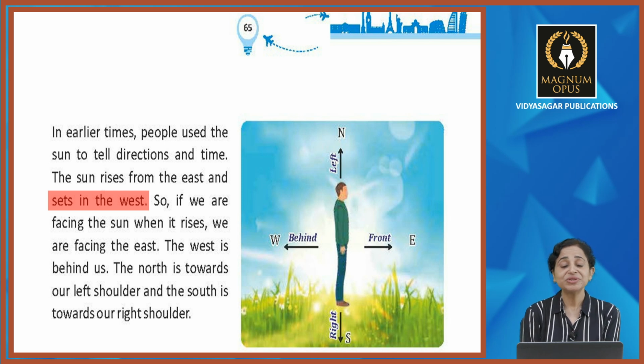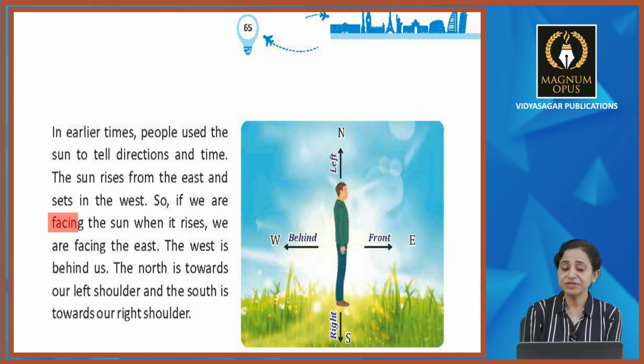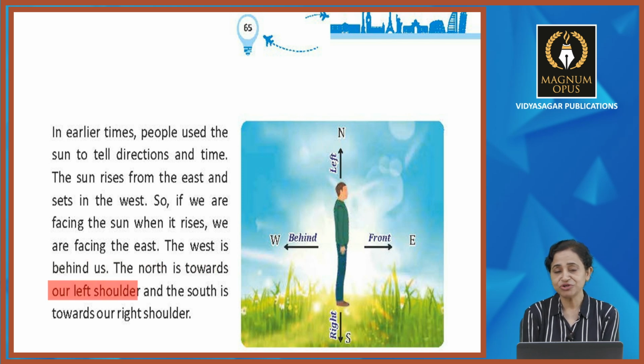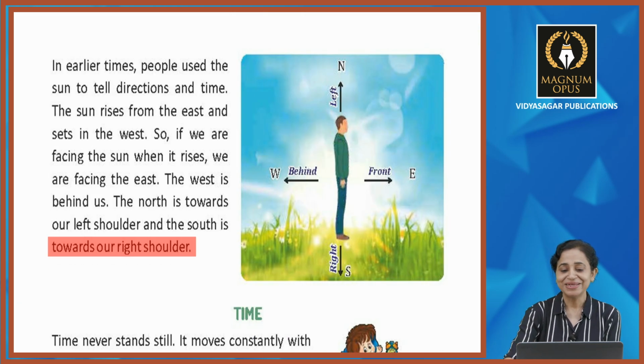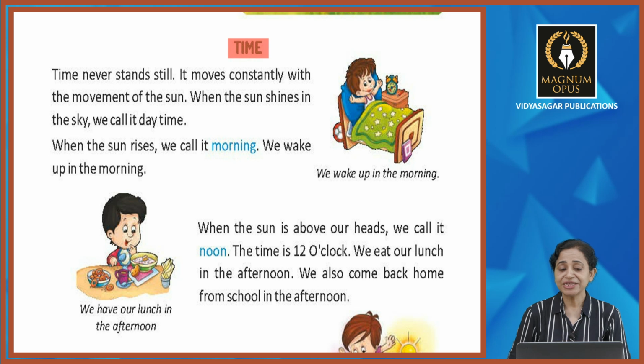सन कहाँ से राइज होता है? ईस्ट से एंड सेट होता है वेस्ट में. सो इफ वी आर फेसिंग द सन व्हेन इट राइजेस वी आर फेसिंग द ईस्ट. द वेस्ट इज बिहाइंड अस, द नॉर्थ इज टुवर्ड्स आवर लेफ्ट शोल्डर एंड द साउथ इज टुवर्ड्स आवर राइट शोल्डर. करके देखिएगा बच्चों.